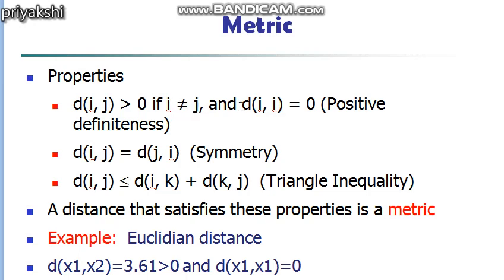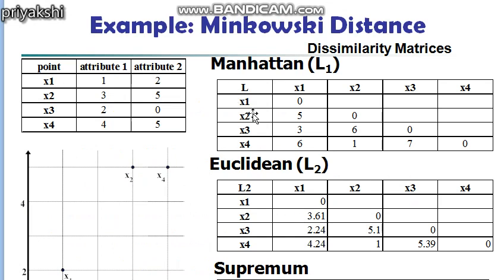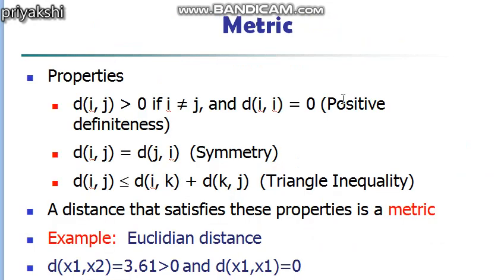And for the second part, where the distance is 0, that means x1 is equal to x1. If you look at the slide, the distance of x1 and x1 is 0 here. Why? Because x1 is equal to x1. So the distance between x1 and x1 is 0, and the distance between x1 and x2 is 3.61. We satisfy the first property. So we can say that Euclidean distance satisfies the positivity property.